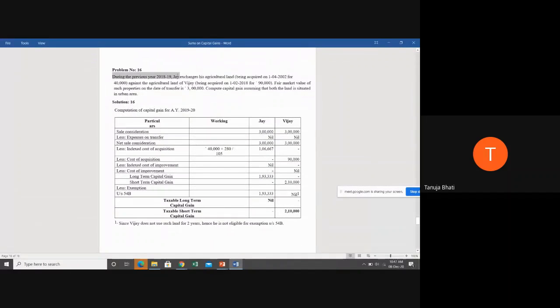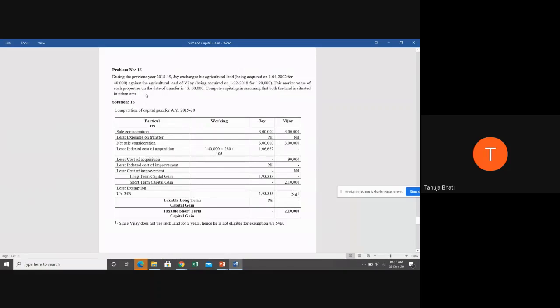During the previous year 2018-19, J exchanges his agricultural land, acquired on 1/4/2002 for 40,000, against the agricultural land of Vijay, which Vijay had acquired for 90,000. So for J, the cost of acquisition is 40,000 and for Vijay, the cost of acquisition is 90,000. The fair market value of such properties as on the date of transfer is 3 lakhs. Compute the capital gain of both, assuming the land is situated in an urban area.